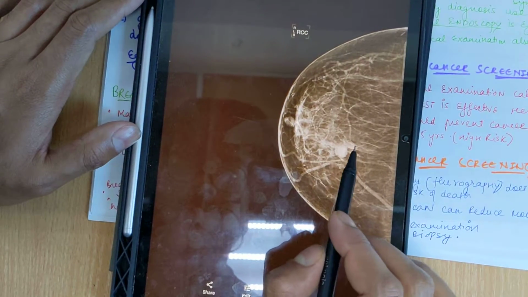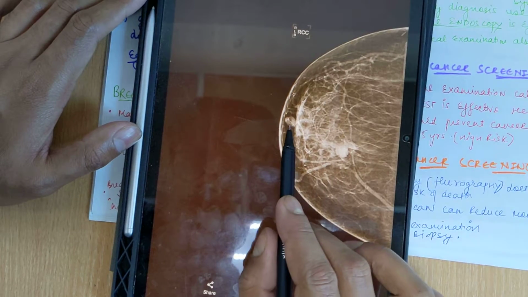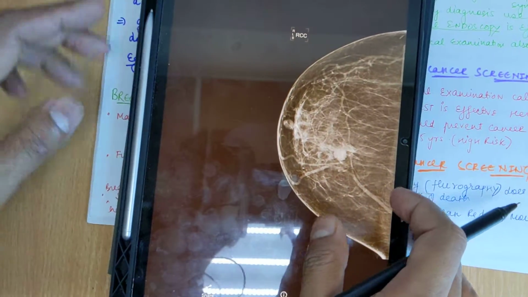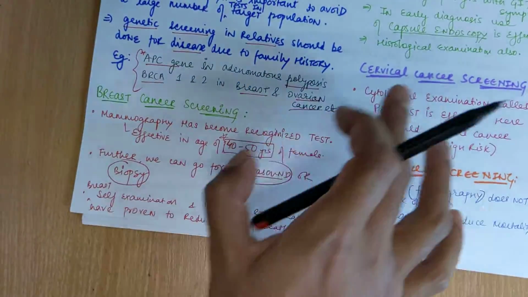You can see these are the nodules in the breast, and this is the confirmatory diagnosis for breast cancer, and the investigation method is mammography. So this was the breast cancer screening.